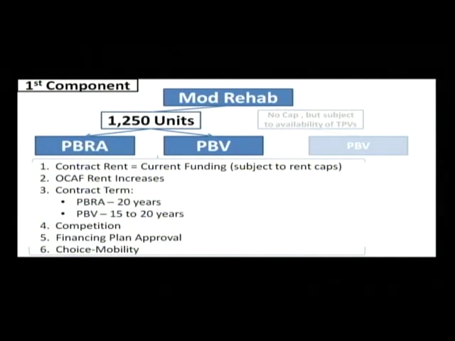Right. For project-based rental assistance contracts, the initial term is for 20 years. And for project-based voucher contracts, the initial term is for 15 years. However, the owner can request an additional 5 years onto that initial term for a total of 20 if they make that request to the PHA and the PHA approves the request.